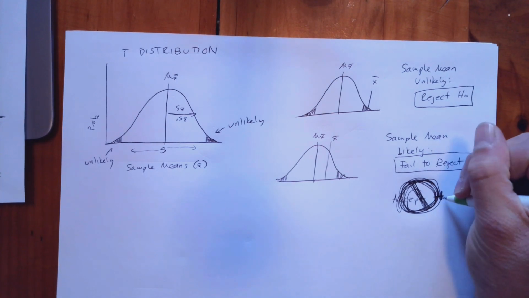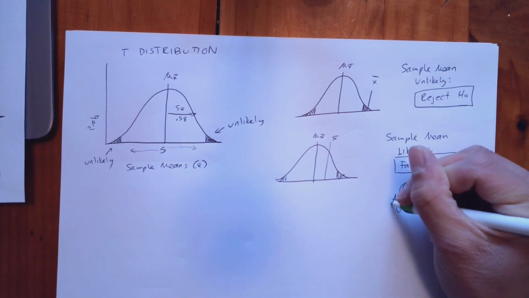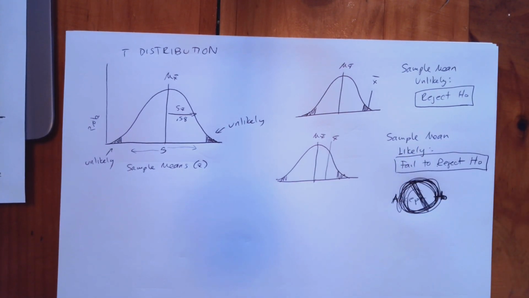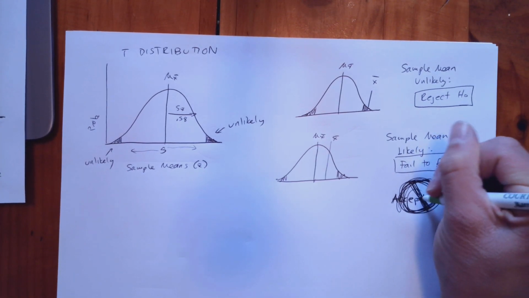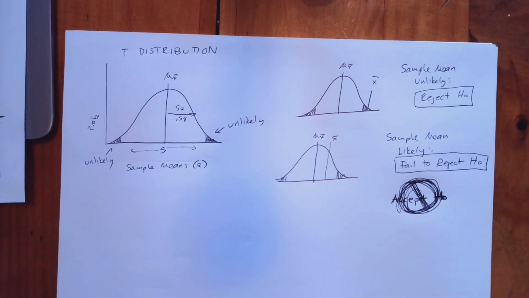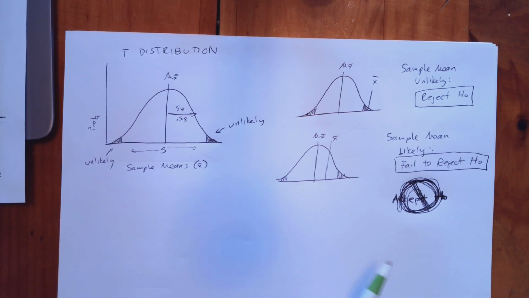We'll never say we have proof of the null hypothesis. Well, I guess you can't really see what I scribbled out, but that's the point. But yeah, so we'll never say that we accept the null hypothesis. We'll only say that we either reject it if we think it's too unlikely to be true, or we'll fail to reject it if it's not unlikely. So it's plausible at least.